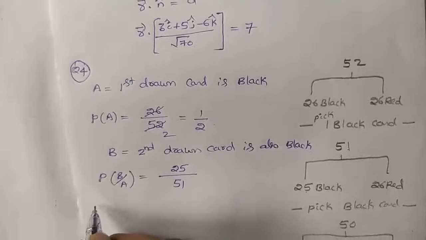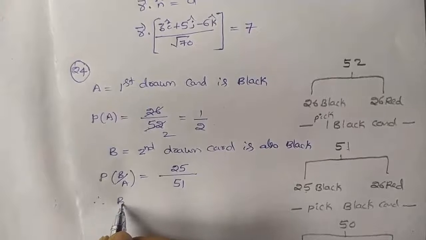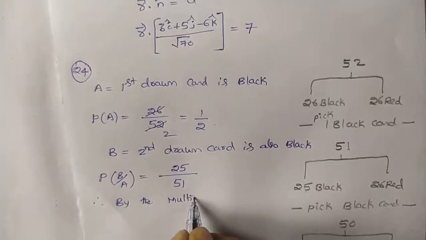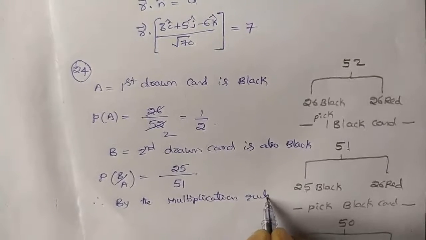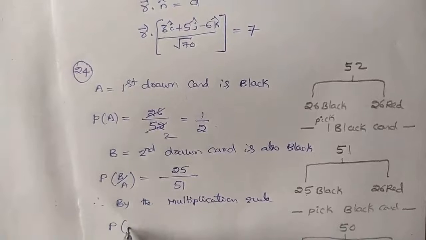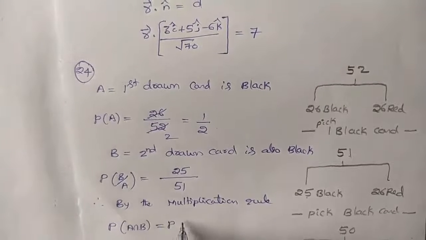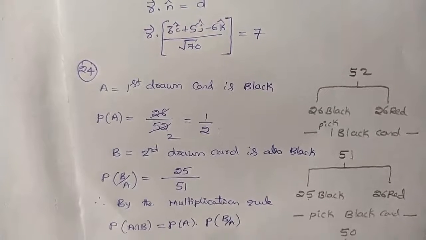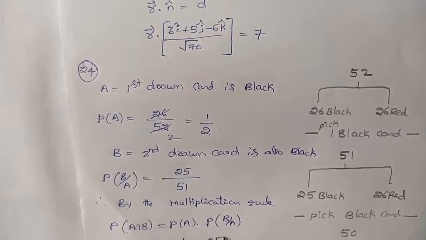Therefore, by the multiplication rule of probability, P of both, that is, A intersection B, equals P of A into P of B by A. That is equal to P of A is 1 by 2 into P of B by A is 25 by 51.